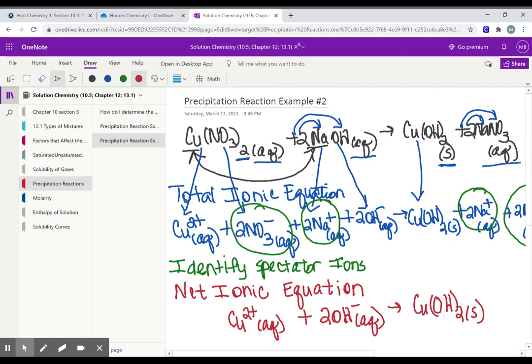Your assignment is to do the precipitation reaction worksheet. It's practice. It's in Schoology under the upcoming events. It will be due Thursday morning at 7 a.m.